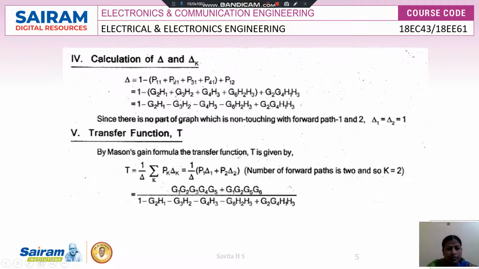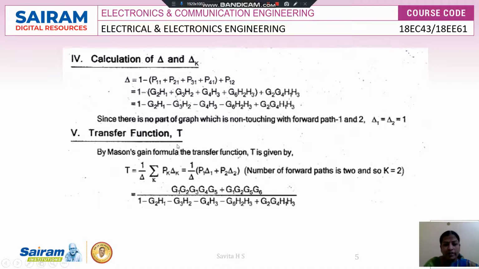Now to calculate the value of delta and delta k, delta is equal to 1 minus the sum of individual loops plus the sum of non-touching loop products. We already calculated these, and we'll substitute here to find the value of delta. Since there is no part of the graph which is not touching forward paths 1 and 2, all the loops are touching forward paths 1 and 2. So the value of delta 1 and delta 2 is 0.